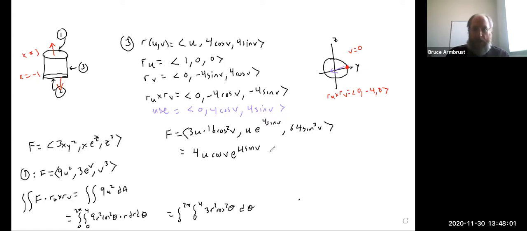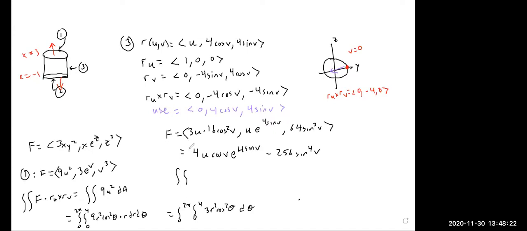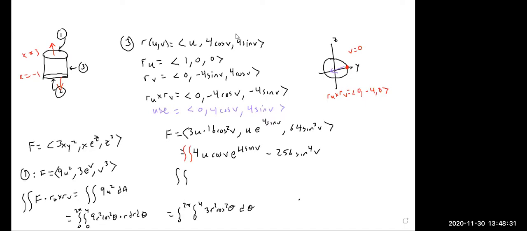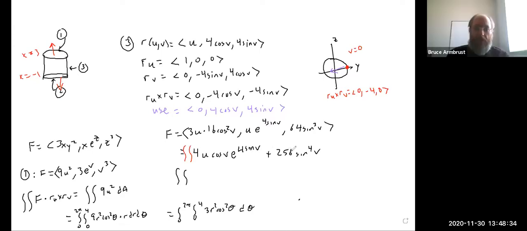And then we're going to get minus, is that 256 sine to the 4th v? And so now we need to integrate that thing. I'm going to be lazy. Why would it be minus 256 sine to the 4th v? I have no idea why I wrote minus. It shouldn't.